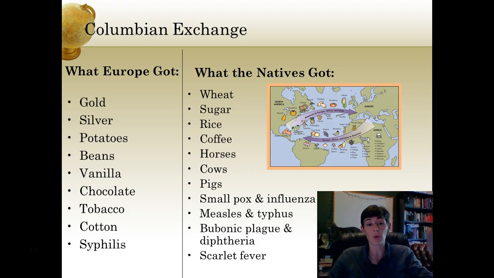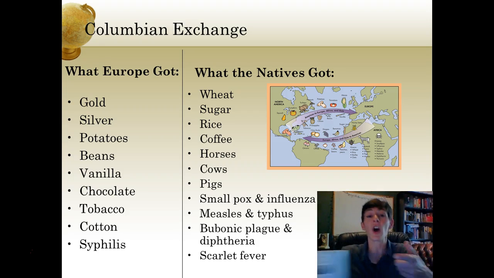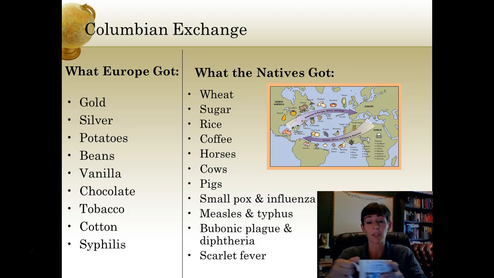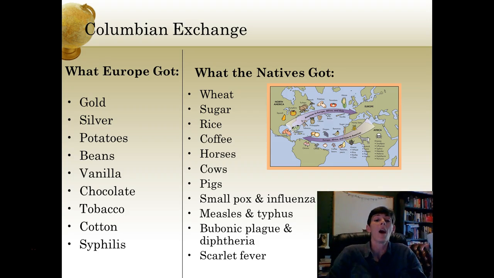So Europeans got gold, silver, potatoes, beans, vanilla, chocolate. Chocolate is good times. I'm excited about that one. Many of us should be. Tobacco, cotton, and syphilis. The natives struck back with a vengeance. They gave the Europeans an STD. Now, what did the natives get? They got wheat, sugar, rice, horses, coffee. Coffee. The natives got coffee. Okay, that's what I'm talking about. So we should be excited about that.